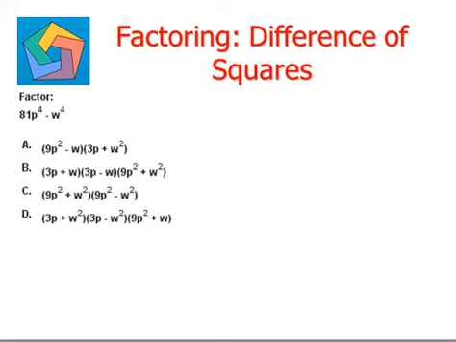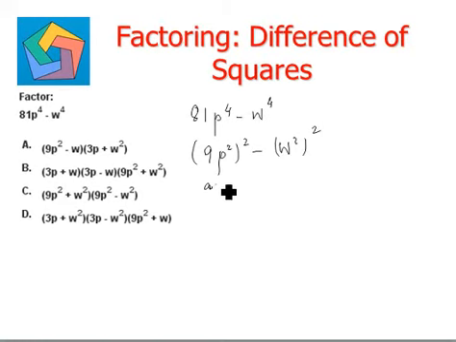Let's try out the next question. We have factor 81p to the power of 4 minus w to the power of 4. 81 is a perfect square of 9. p to the power of 4 can be written as p squared all to the power of 2 minus w squared to the power of 2. So we'll apply the formula now, a squared minus b squared. So we have a as 9p squared and b as w squared. So we write down this as 9p squared minus w squared times 9p squared plus w squared.